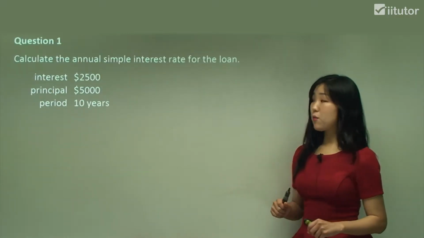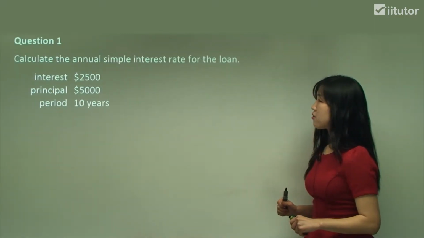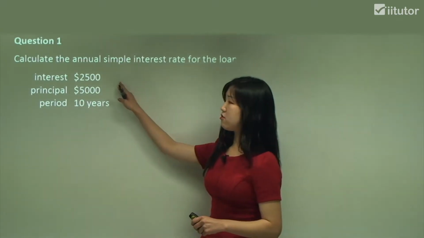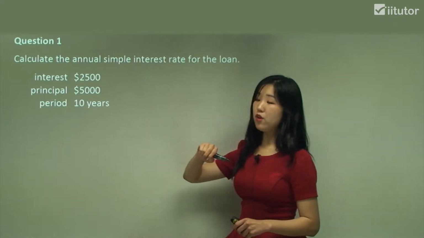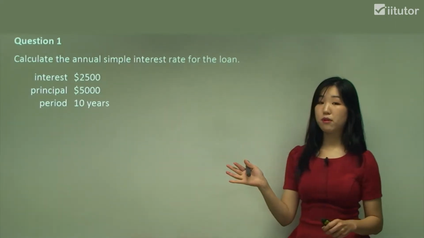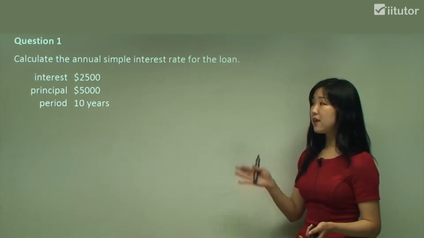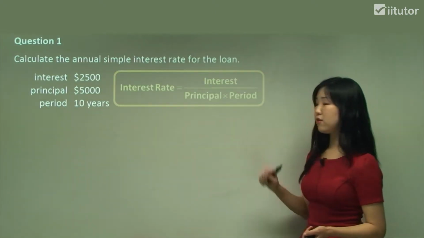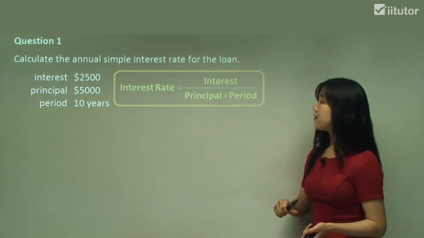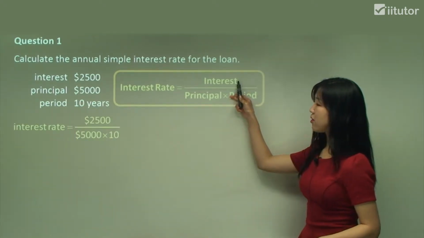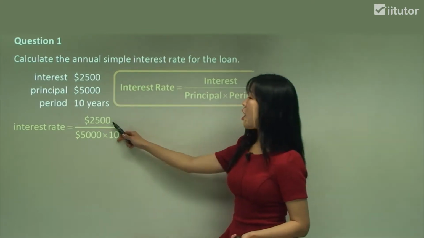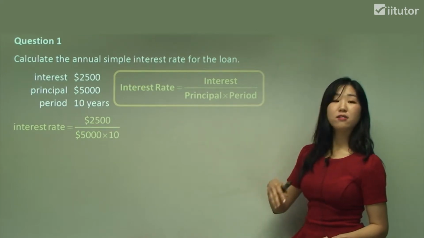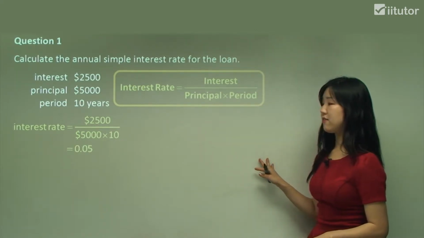So let's try question 1. Calculate the annual simple interest rate for the loan. They give us the interest of $2,500. They give us the principal value, which is $5,000, and they also give us the period of 10 years. Because we've got everything except the rate, we can find the rate by using these values and the formula that I've mentioned. So interest rate is our interest, $2,500, over our principal, which is $5,000, times our period, which is 10. Just plug it all in your calculator and you should have something like this.